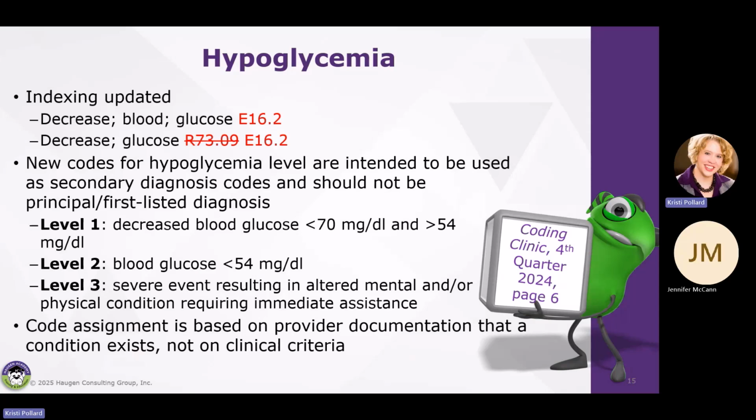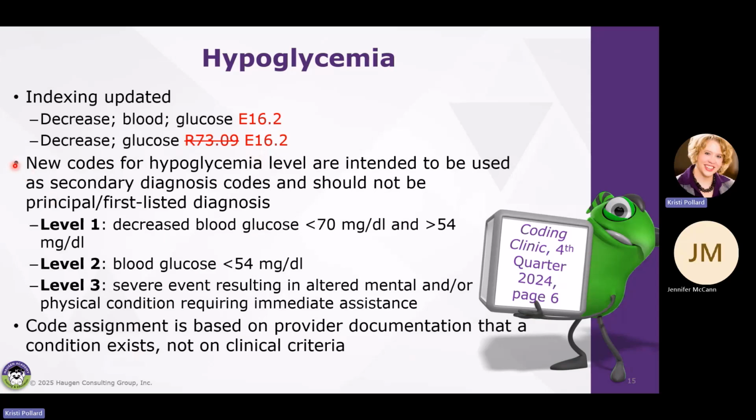Likewise, that was if you looked up decreased blood and then glucose. But if you looked up decrease and then glucose, it gave you code R73.09, which is not correct. So your decreased blood glucose and decreased glucose both are now going to map to E16.2 in the index.